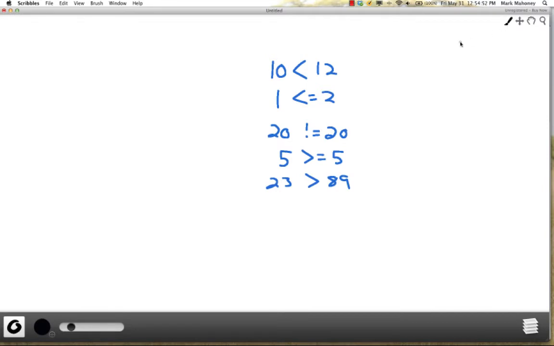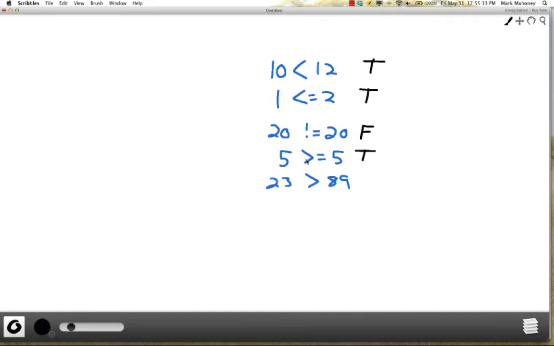For example, we can ask the computer, is the number 10 less than the number 12? And the computer would tell us, yep, that's true. 10 is less than 12. We can ask the computer, is 1 less than or equal to 2? The computer would tell us, yep, that's true. We could ask the computer, is 20 not equal to 20? We have to think about this one. Is 20 not equal to 20? No, that's false, because 20 is equal to 20. Here's another kind of curious one. Is 5 greater than or equal to 5? Well, 5 is not greater than 5, but it is equal to.